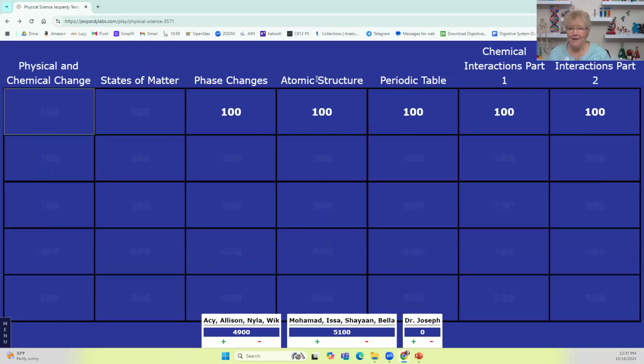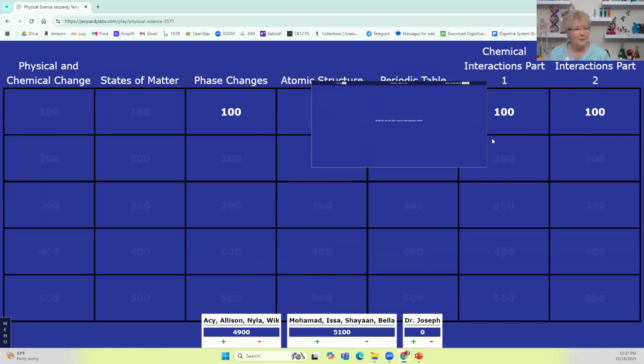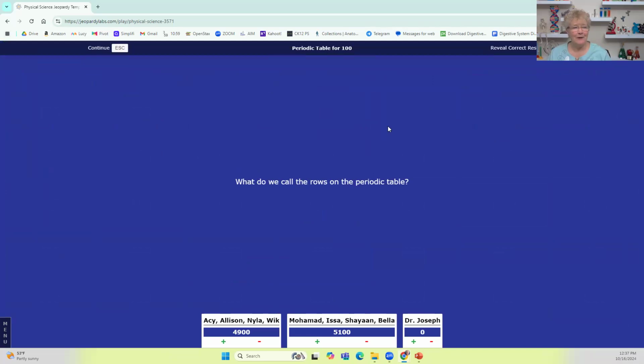All right. Now Nyla was last. Wick. Periodic table 100. Oh, wow. That's really tiny. What do we call the rows on the periodic table?